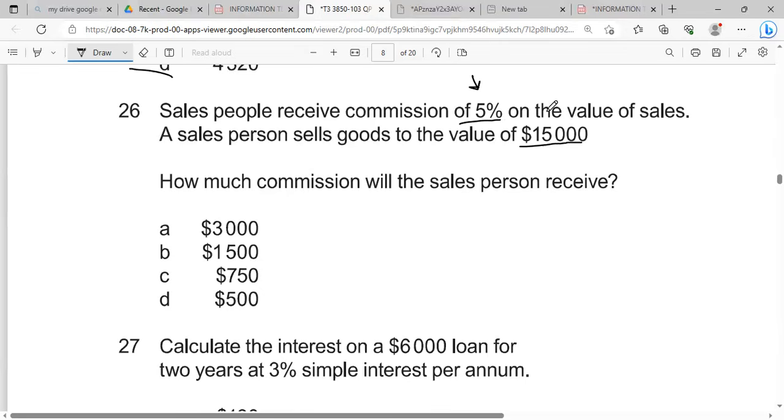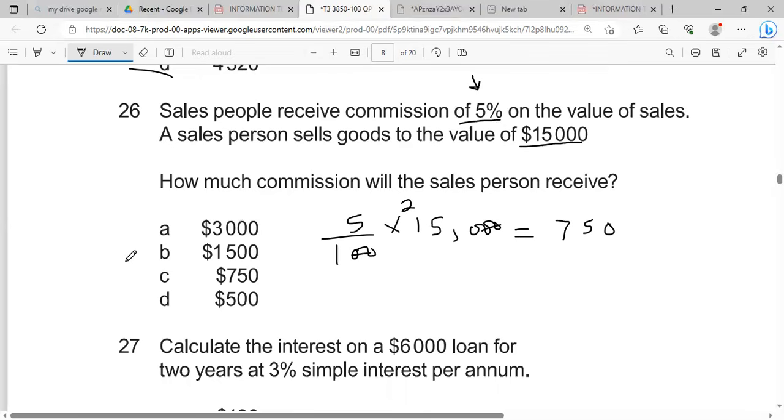A salesperson receives commission of 5% on the value of sales. So basically you have 5 over 100 times 15,000. So 5 times 15 is 75. If you learn to multiply fast, all right? So that will be $750.